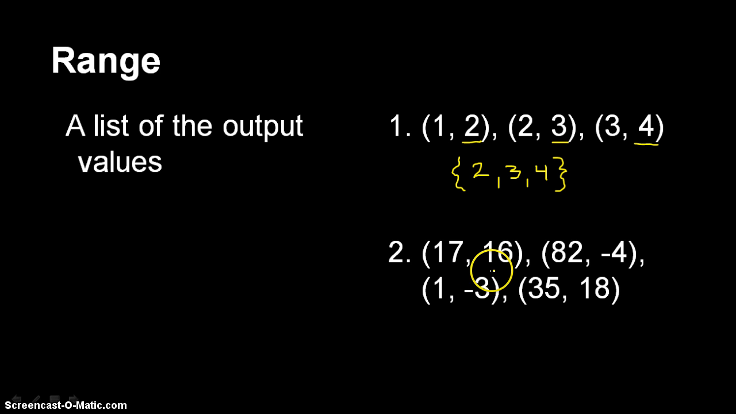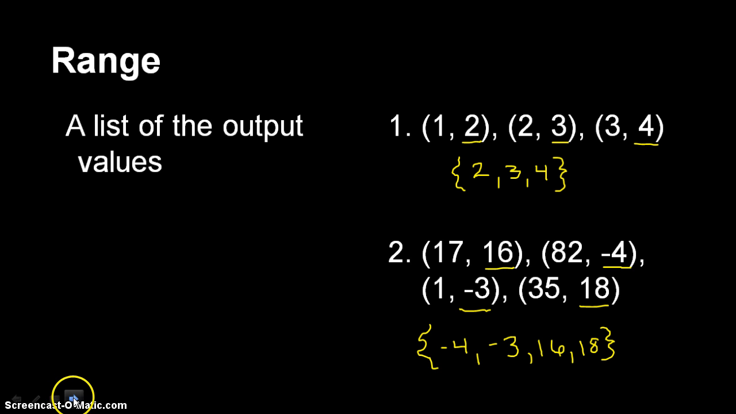In example 2, once again, these are not in order. We have 16, negative 4, negative 3, and 18. These would need to be written in number order. So we have -4, -3, 16, and 18. So once again, the domain is a list of the input values, or the x-coordinates, and the range is a list of the y values, or the output values.